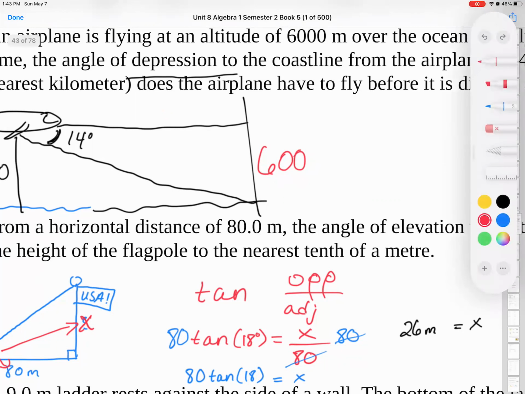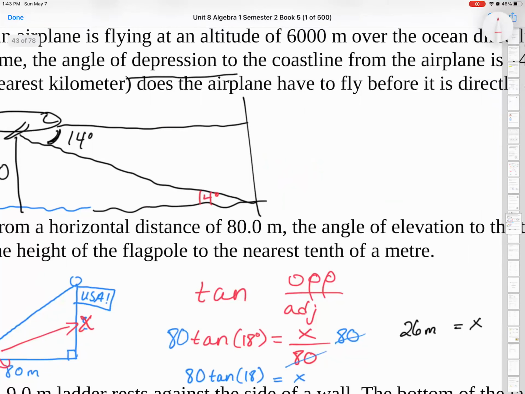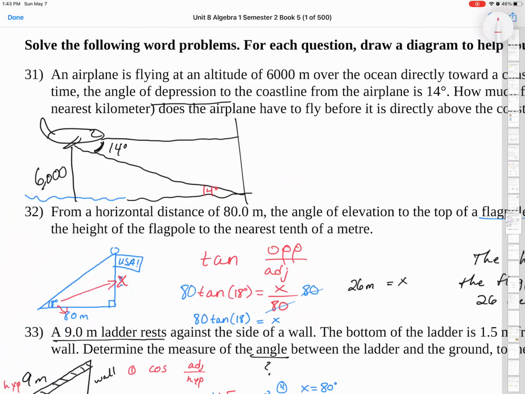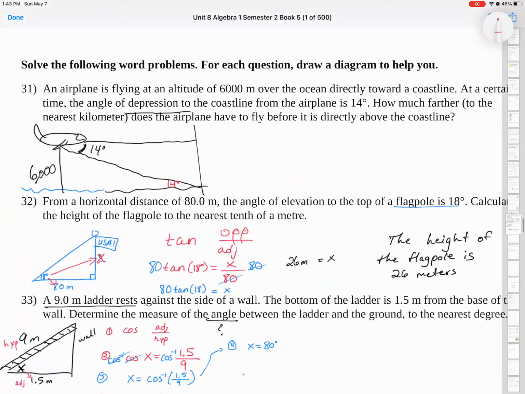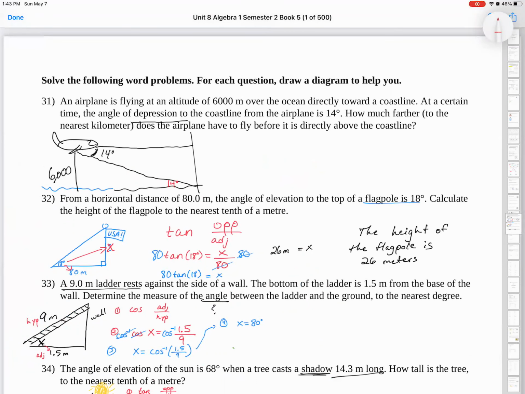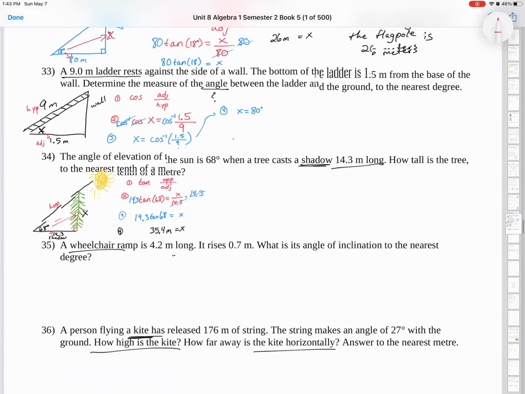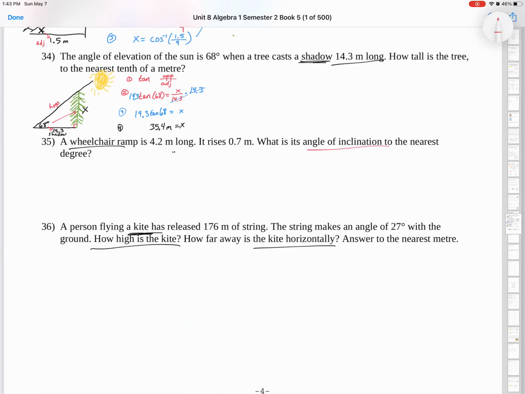All right. So here's 14 degrees. Now that you guys have enough, you should be able to find and solve for it. Looking at 31, they want you to find how far the airplane has to fly before it directly reaches the coastline. And then also, what is the angle of inclination? So there you're finding an angle. And then 36, you're finding the height of the kite and the horizontal distance. So go ahead, please try out 31, 35, and 36 as well.